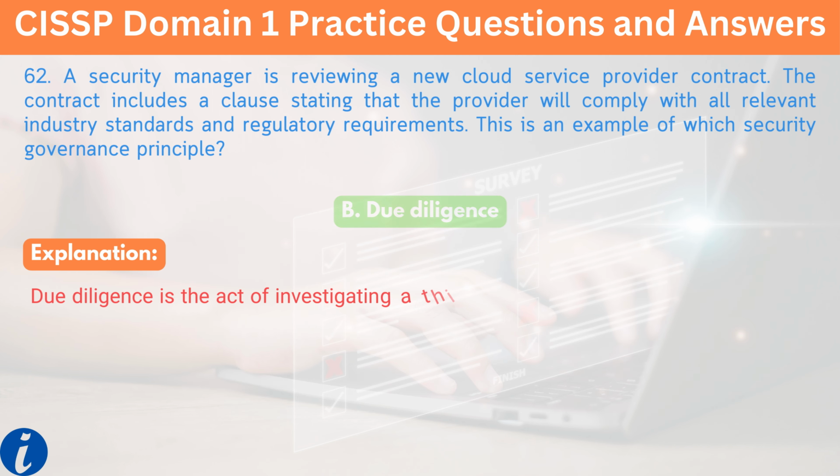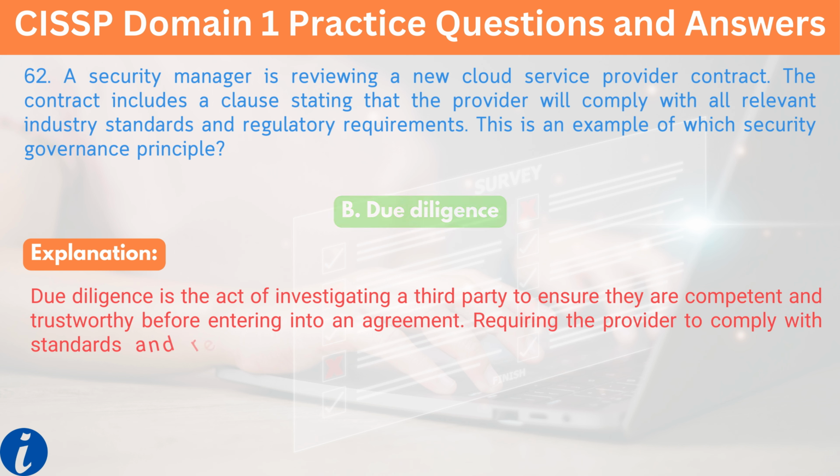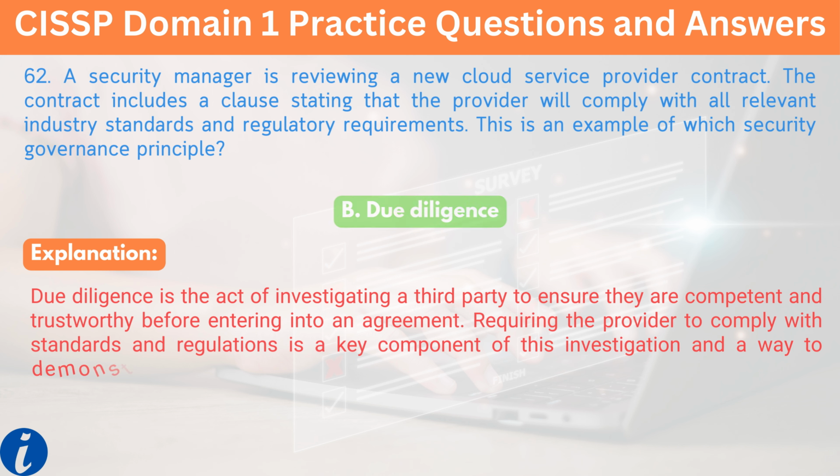Due diligence. Explanation. Due diligence is the act of investigating a third party to ensure they are competent and trustworthy before entering into an agreement. Requiring the provider to comply with standards and regulations is a key component of this investigation and a way to demonstrate that the organization has done its due diligence.